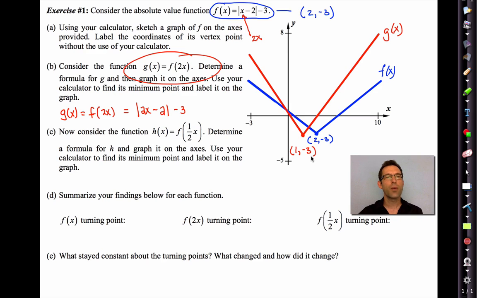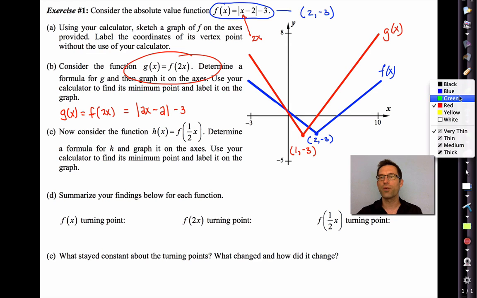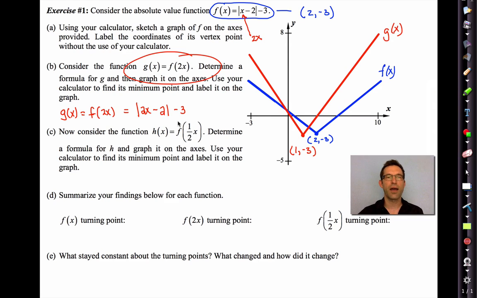Now we're going to do exactly the same thing one more time. I'm going to do this in black, but we're now going to create the function h of x, which is f of 1/2 x. Same idea. This time I'd like you to create a formula for it, substitute it into your graphing calculator, and then graph it.